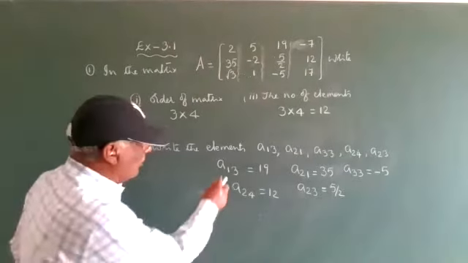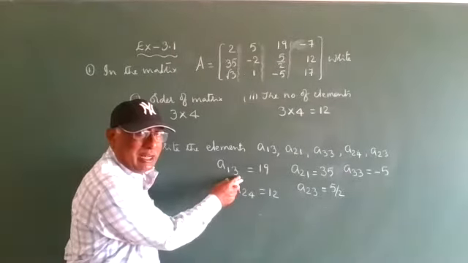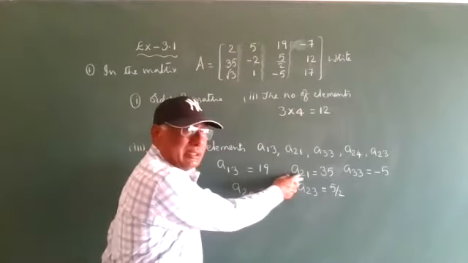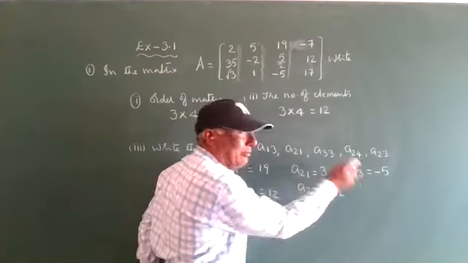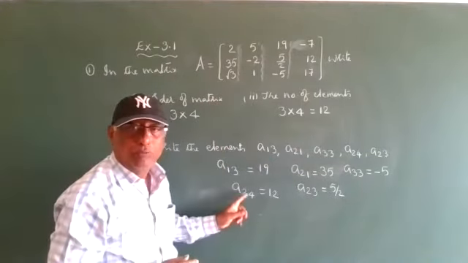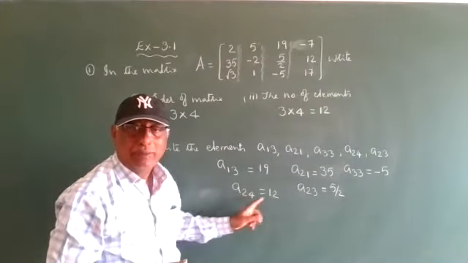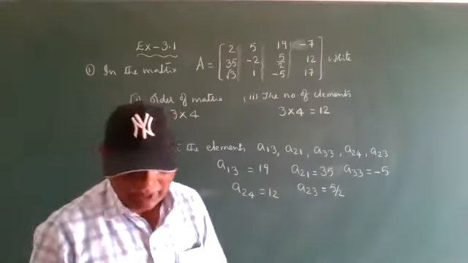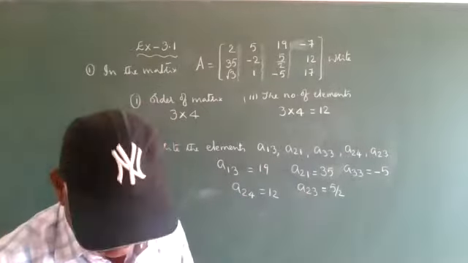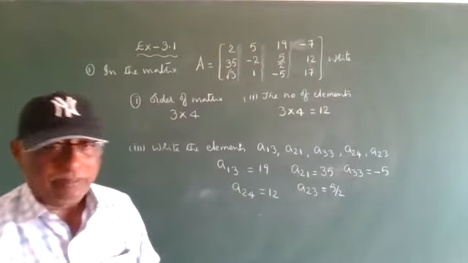Clear? So 1, 3 means first line, third element. 2, 1 means second line, first element. 3, 3 means third line, third element. 2, 4 means second line, fourth element. 2, 3 means second line, third element. Okay, now clear? So next one, second problem.